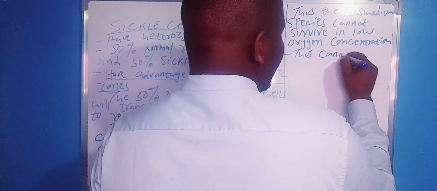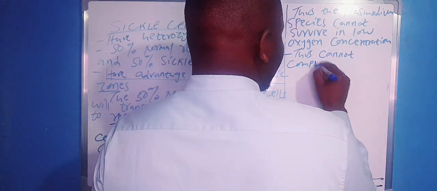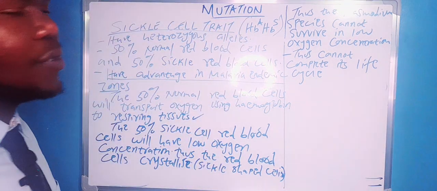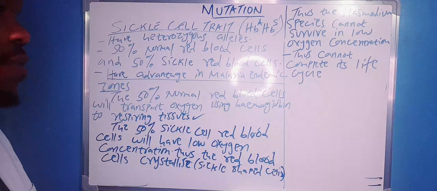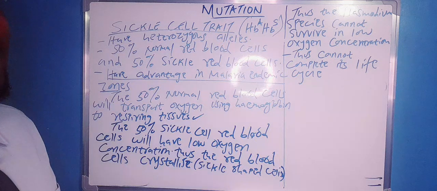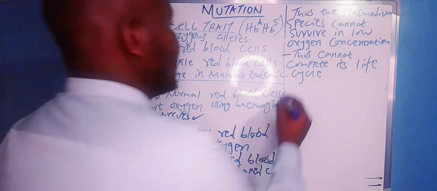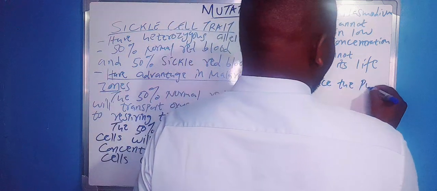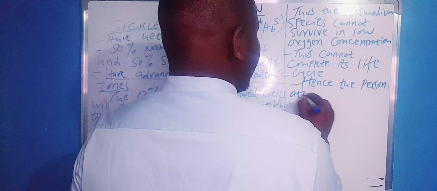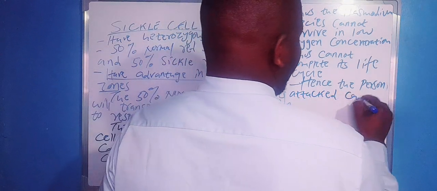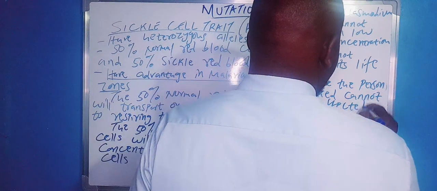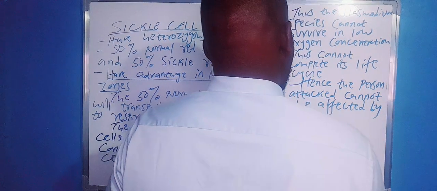Thus, it cannot complete its life cycle. And because it cannot complete its life cycle, what will happen? This person will survive from not being affected. Hence, the person attacked cannot be affected by the malaria.